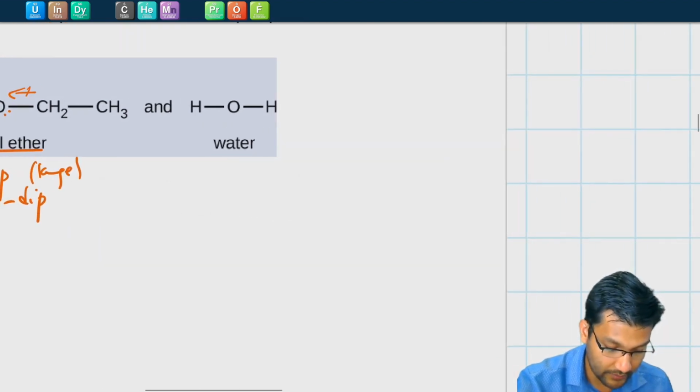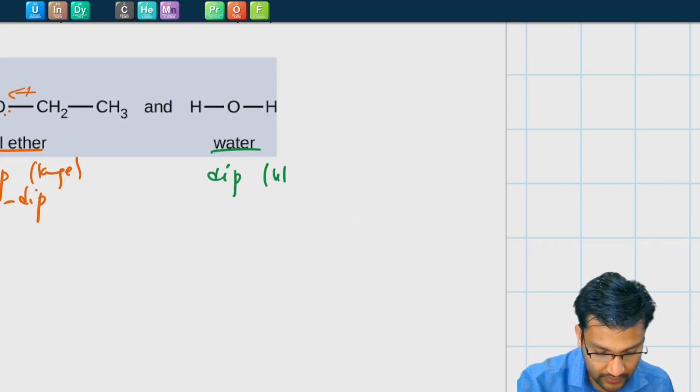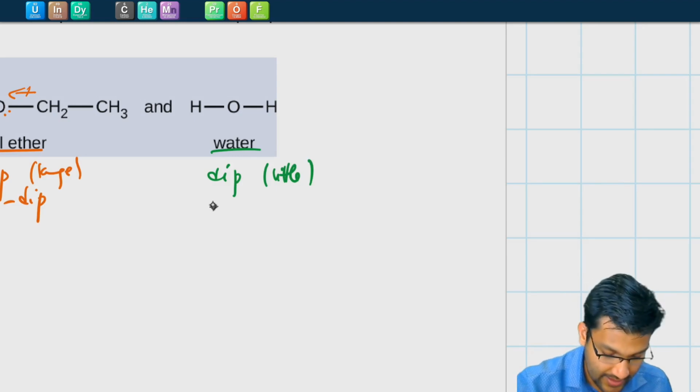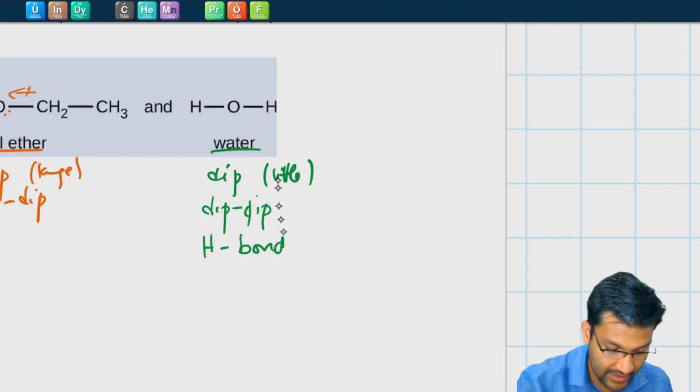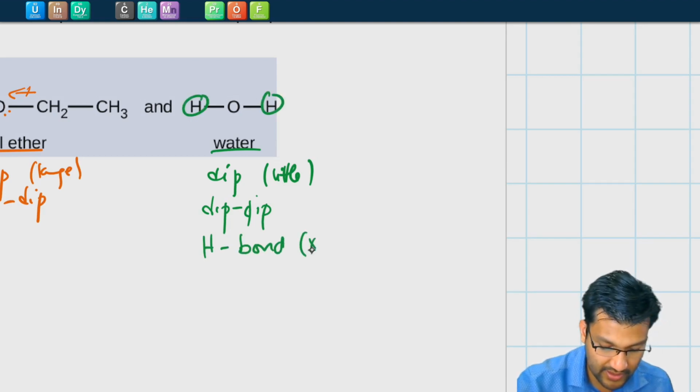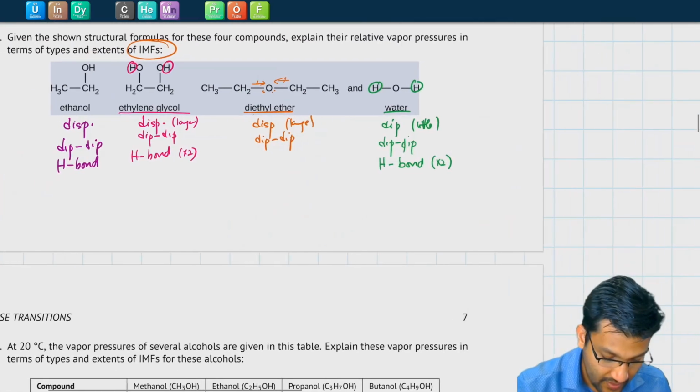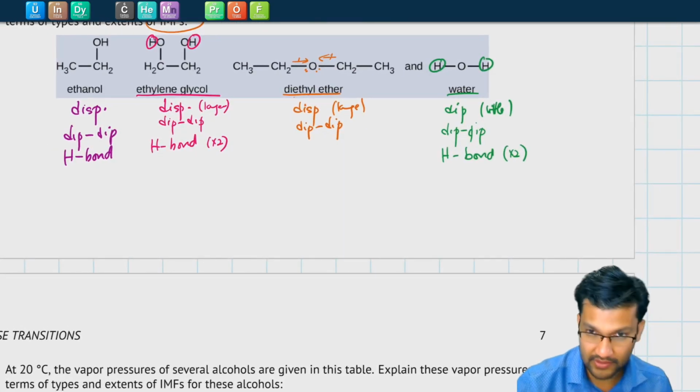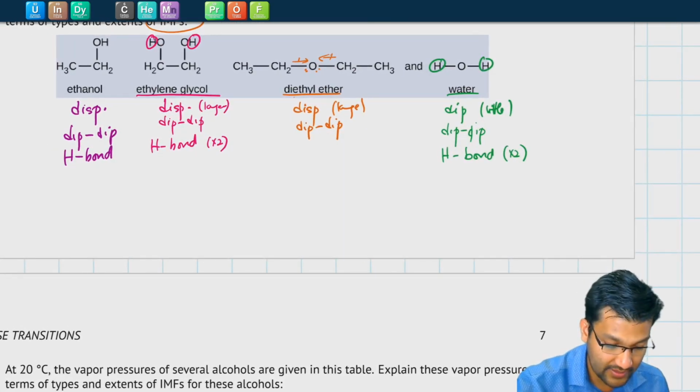And let's look at water. Water has dispersion, but just a little, because it's a small molecule. It has dipole-dipole interactions, and it has hydrogen bonding, and it has two hydrogens available for hydrogen bonding, so let's put a ×2 there. So if we were to order this in terms of weakest to strongest intermolecular forces, so let's use this.